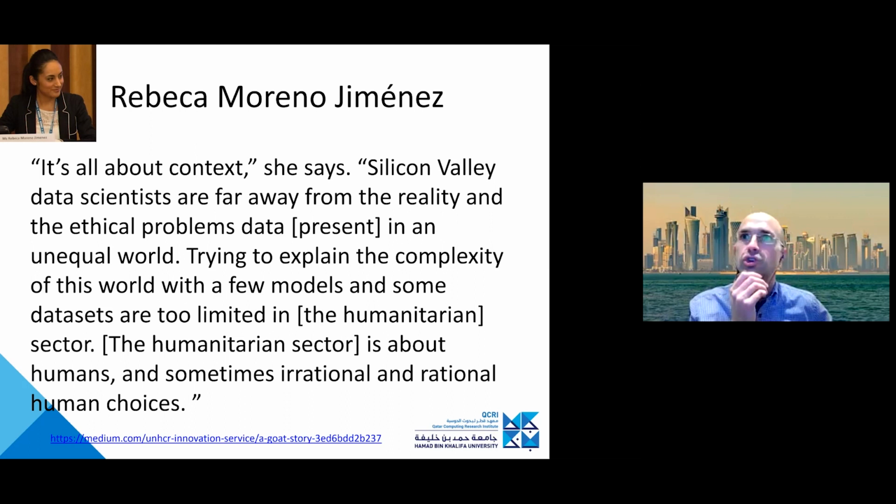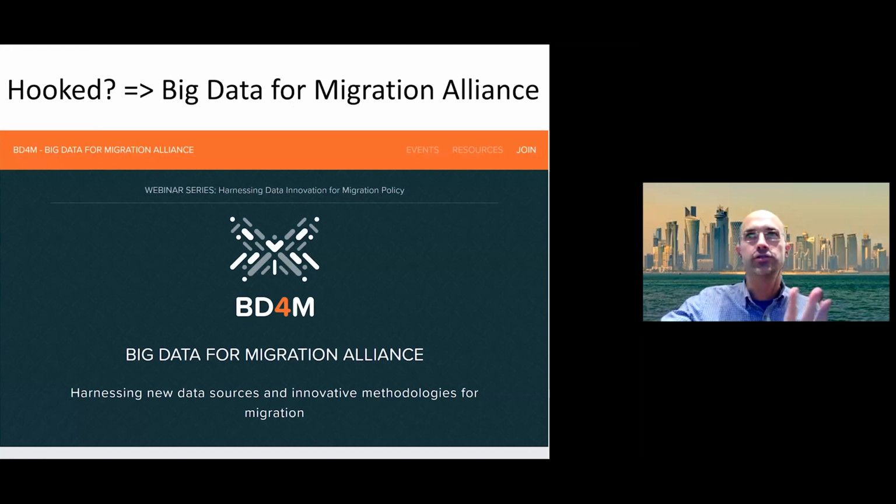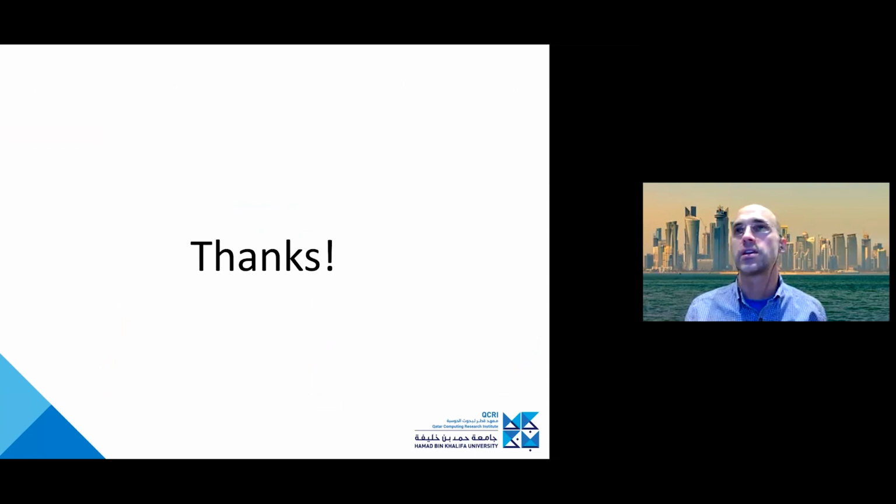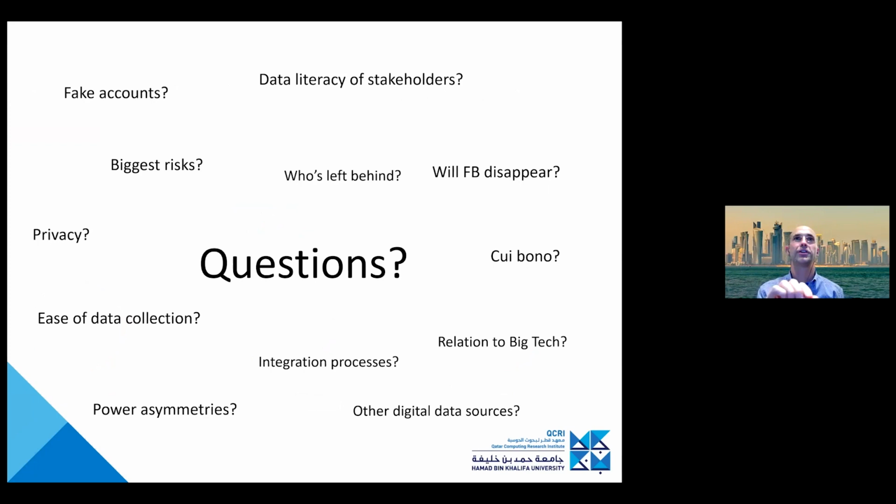And so this context or these choices, of course, we don't see in the data. I've never been to a refugee camp. I don't know anything about the local context. So this also really shows you the limits of what you can do with big data from 1,000 miles away. If you're interested in this broader area, also check out the Big Data for Migration Alliance. And I'd like to thank you for listening, and happy to take any questions here, some suggestions that you might want to ask about.